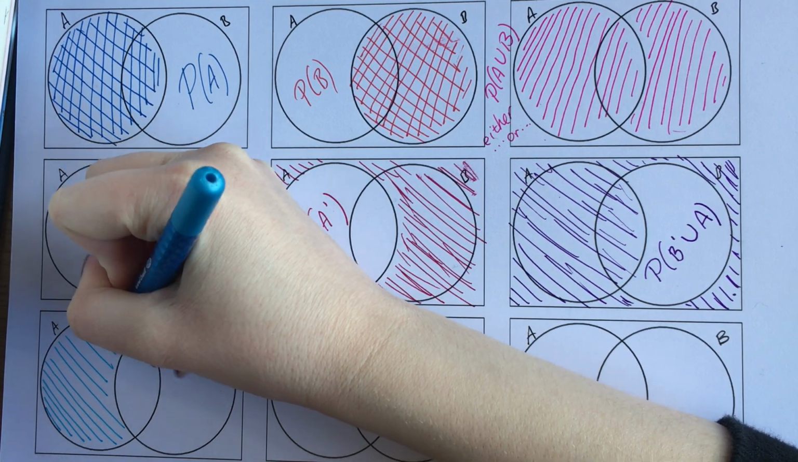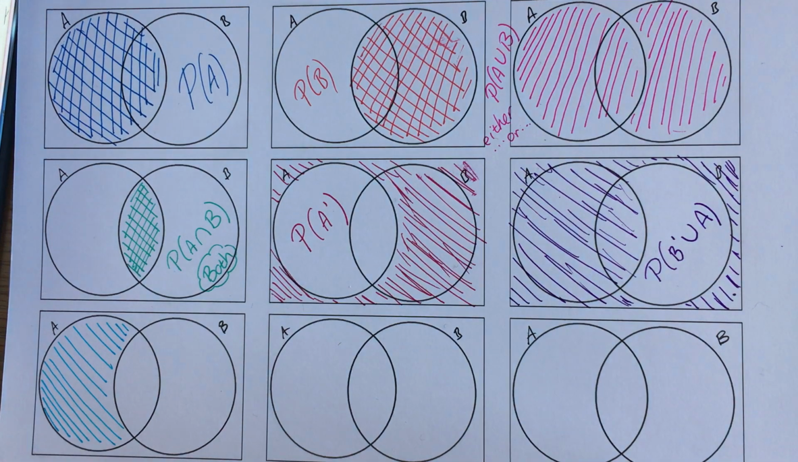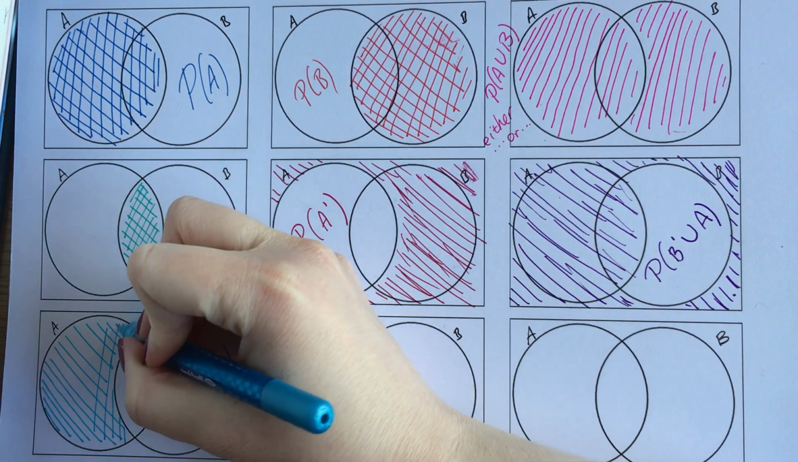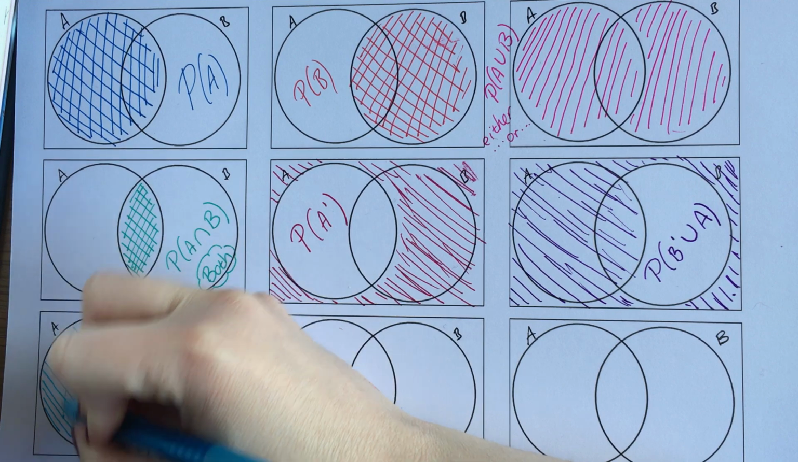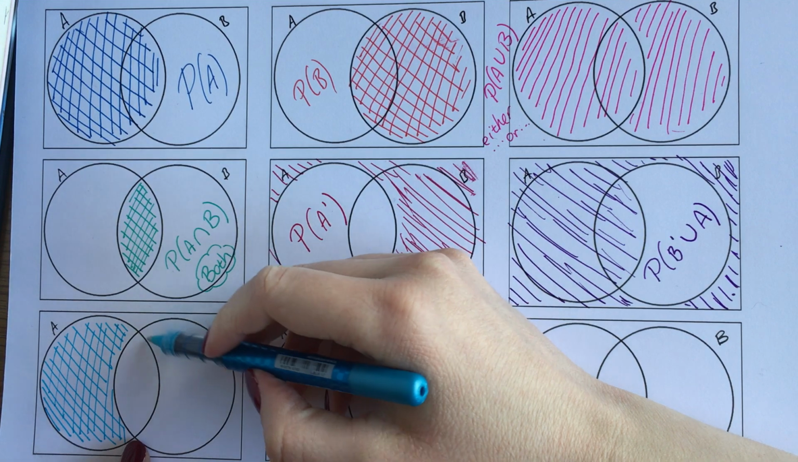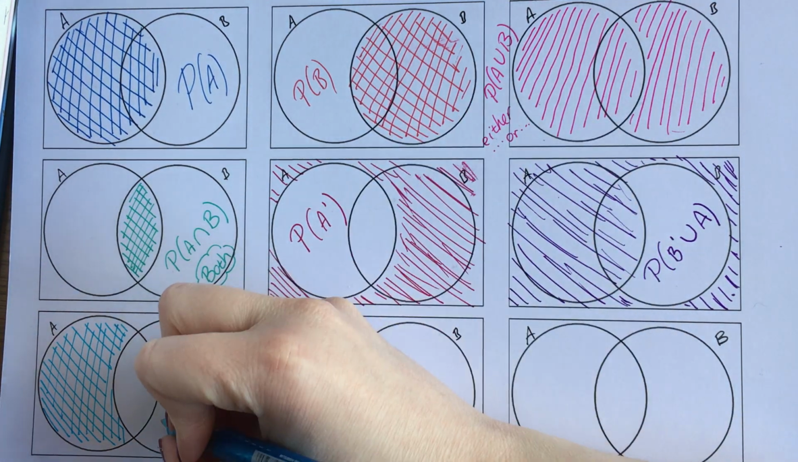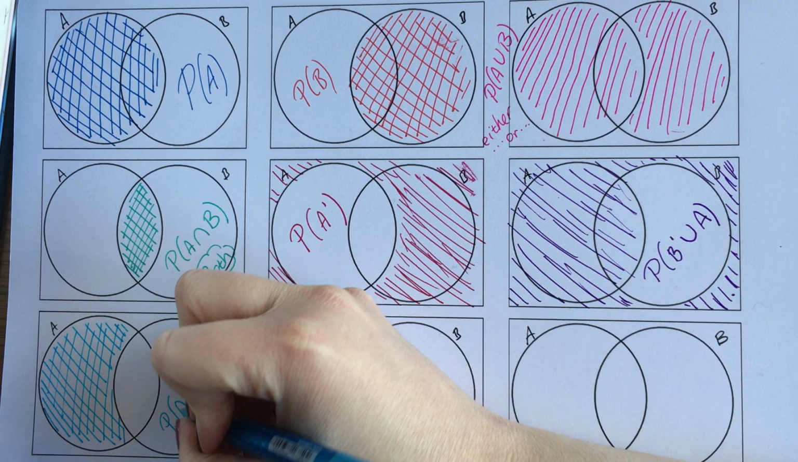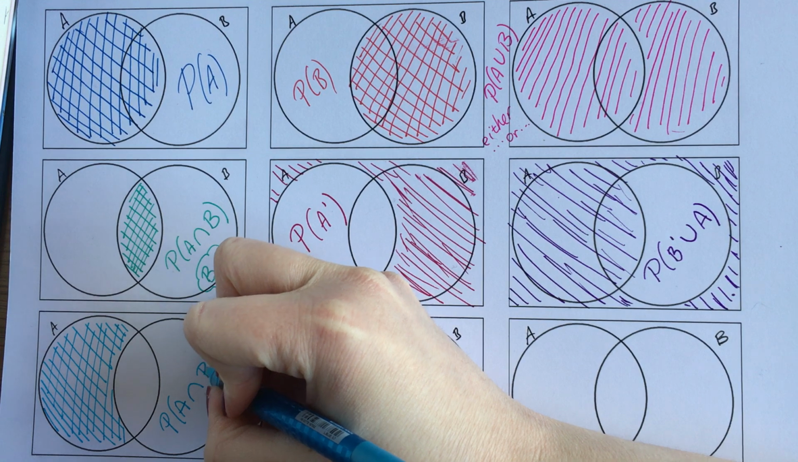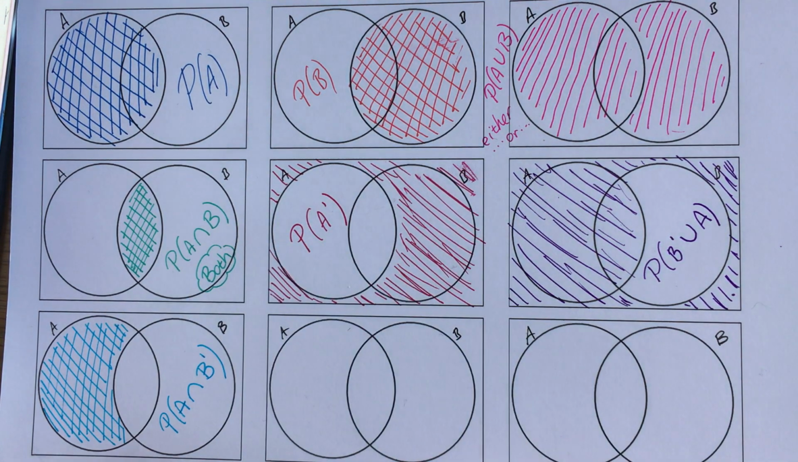only the section of A, which is A on its own, is shaded in. So it's only this crescent part of A that is shaded in. So we can't just say it's the probability of A, because this would be the probability of A as well. So this is the probability that A does happen, but also B absolutely does not happen. So A must happen and B cannot happen.